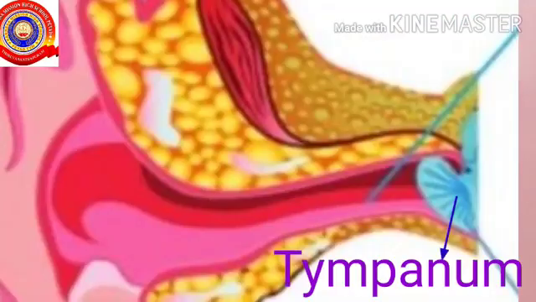Next is the tympanum. It is a thin circular membrane which separates the middle ear from the external ear. The function is it vibrates in resonance with the sound waves. That means the sound waves from the pinna reaches the auditory canal, and when the sound waves reaches the tympanum or eardrum, there undergoes a vibration.